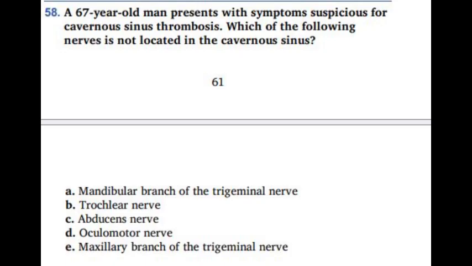So, first of all, we need to know the nerves that are in the cavernous sinus. They include cranial nerve number 3, number 4, number 6, and number 5, in particular V1 and V2. So, number 3 is the oculomotor nerve, number 4 is the trochlear nerve, number 6 is the abducens nerve, number 5 is the trigeminal nerve, and V1 in particular, which is the ophthalmic division of the trigeminal nerve, and V2, which is the maxillary division of the trigeminal nerve. So, the mandibular division is not a part of the cavernous sinus. That's option E.